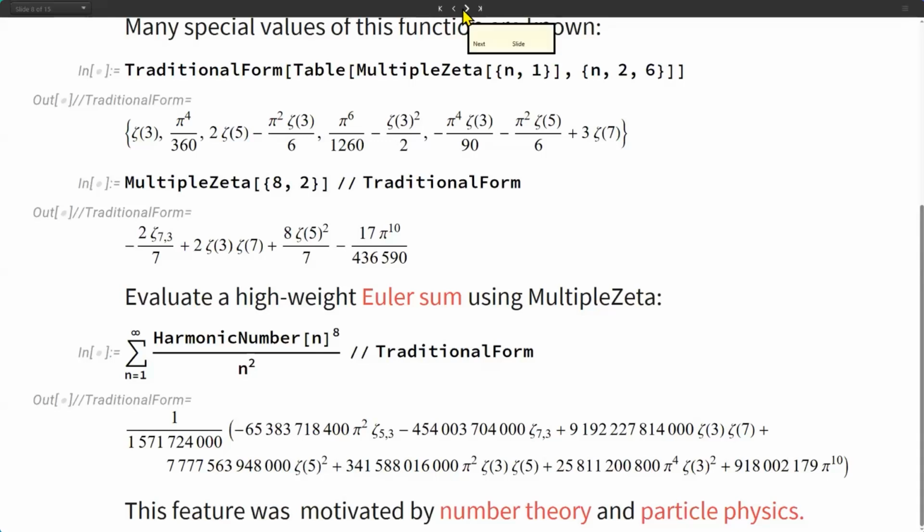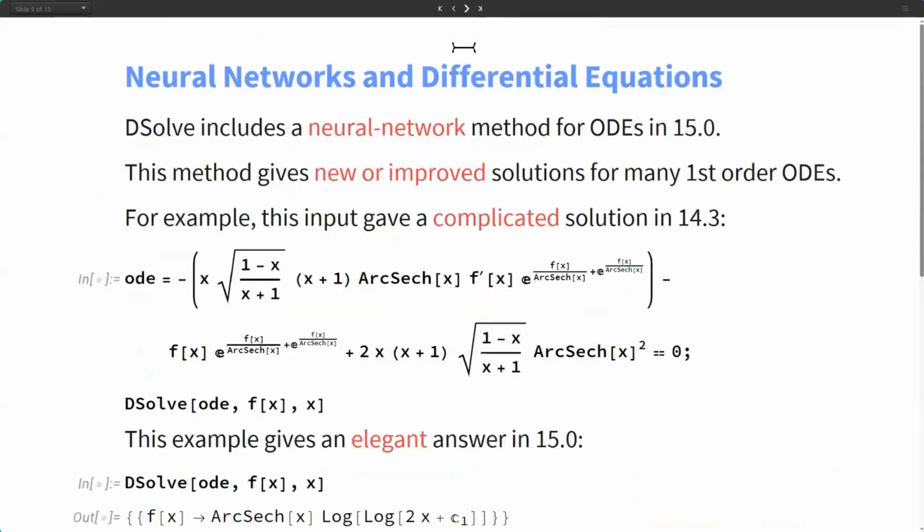Okay, so on to calculus and neural networks. To cut a long story short, DSolve includes the neural network method for ODEs in 15.0. And this method gives new or improved solutions. Sometimes you might get a solution which didn't happen at all in an earlier release, or you might get an improved solution for many first order ODEs. That's the class we are focused on right now.